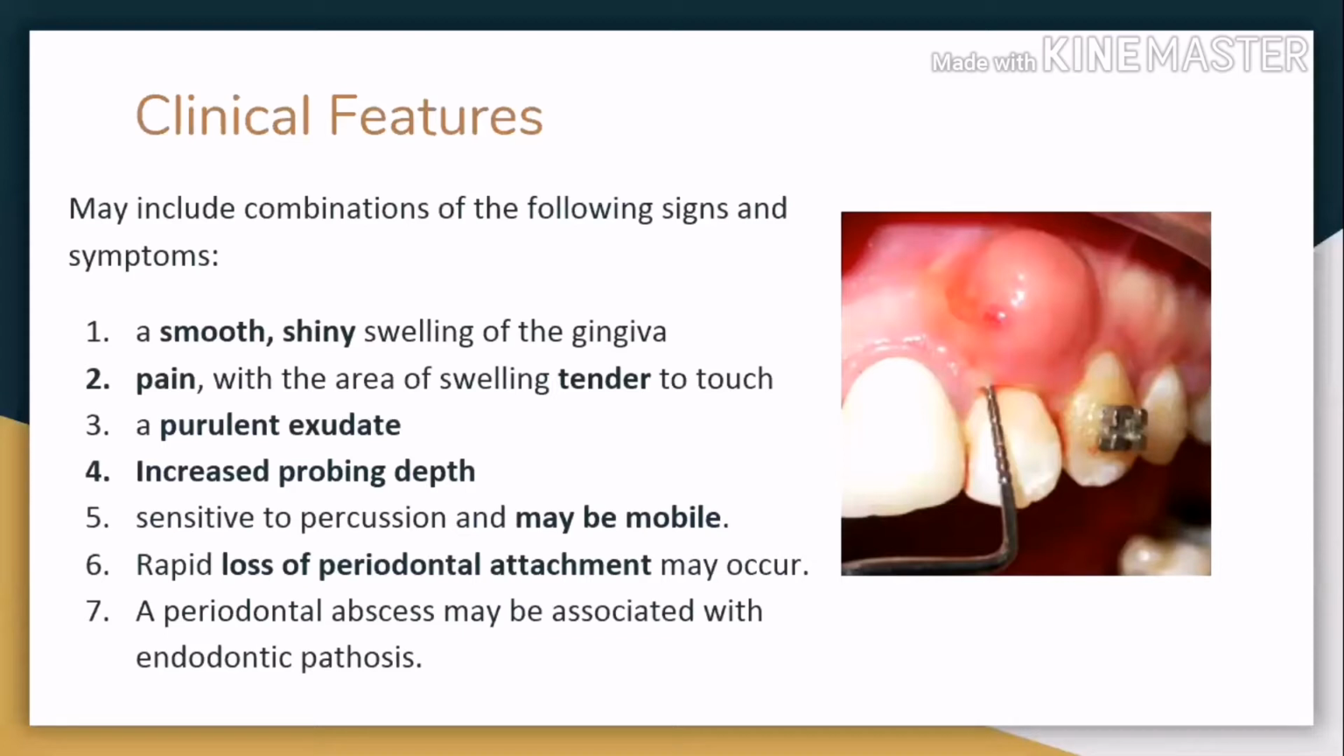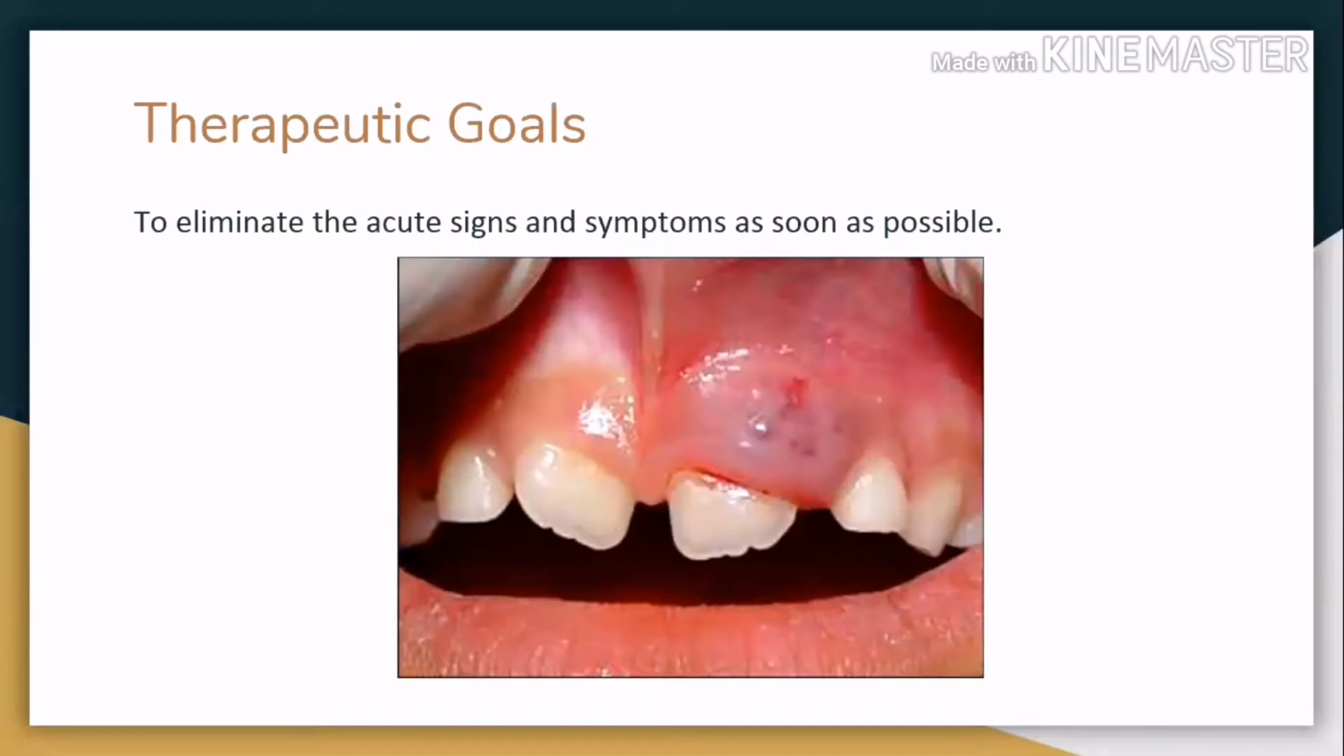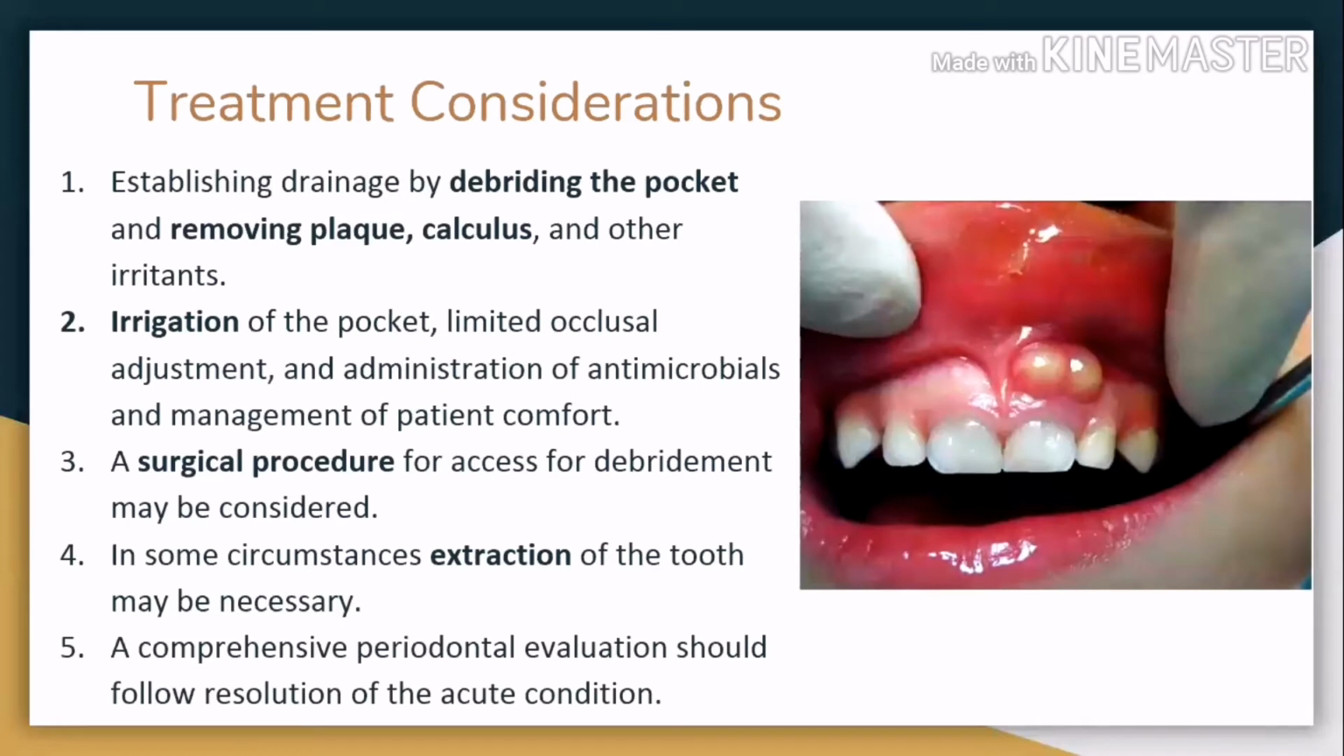A periodontal abscess may be associated with endodontic pathosis. So what is endodontic pathosis? It is a diseased condition of the pulp and tissues surrounding the roots of a tooth. Therapeutic goals. The therapeutic goal is to eliminate the acute signs and symptoms as soon as possible. The ultimate goal is to eliminate those signs and symptoms in the patient.